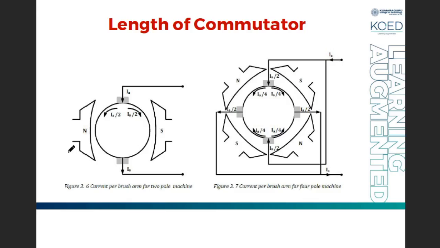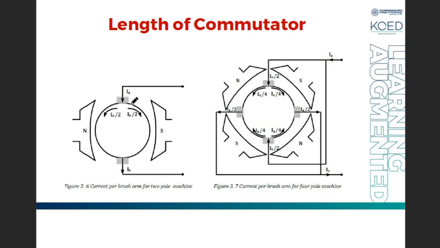Let's see what this selection of number of poles has to do with your commutator length. Now again we'll compare a two pole machine and a four pole machine. Here you have two poles, 1 and 2. Here you have four poles, 1, 2, 3, 4.